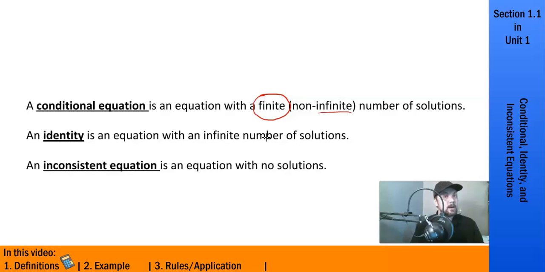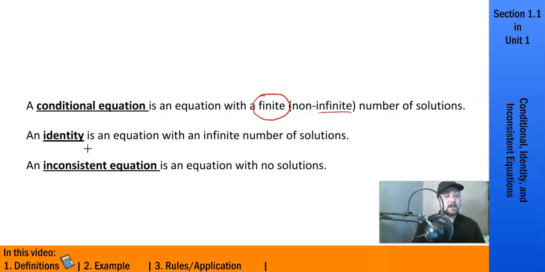We will be seeing an equation that gives you 2 answers later, and it's not going to ask you, but in those cases, those are also conditional, right? If you get 2 solutions, that's still a conditional equation. As long as you get solutions and it's not infinite, it's conditional. But there are 2 other possibilities.